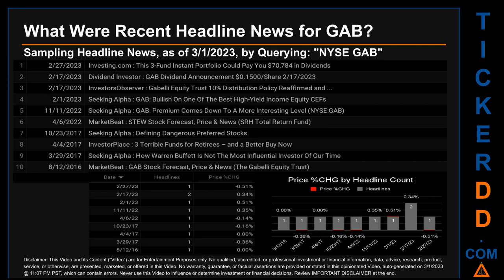Wednesday, February 1, 2023 was the day with the highest percentage change in price when we compare opening versus closing price for the ticker. The day saw a jump of 0.51% when GAB opened trading at $5.87 and closed at $5.90. There was one found headline when Seeking Alpha published the headline that read, "GAB, bullish on one of the best high-yield income equity CEFs."